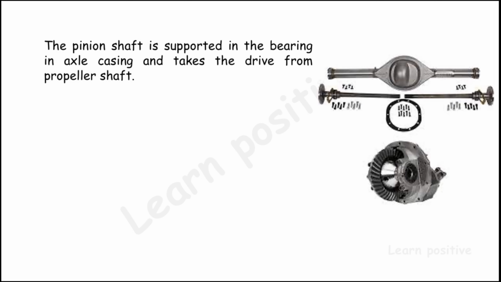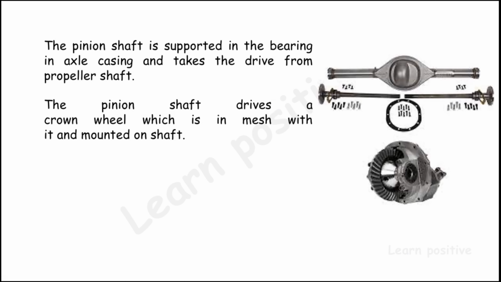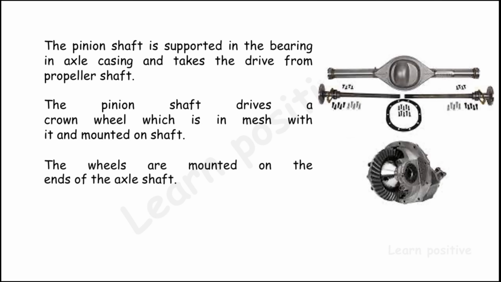The pinion shaft is supported in bearings in the axle casing and takes the drive from the propeller shaft. The pinion shaft drives a crown wheel which is in mesh with it and mounted on the shaft. So from the propeller shaft we get the power via the pinion to the crown wheel. After the crown wheel the power is transmitted to the planet gear and then the sun gear. The sun gear is connected with the axle shaft, and it transfers the power to the rear wheels. The wheels are mounted on the ends of the axle shafts.